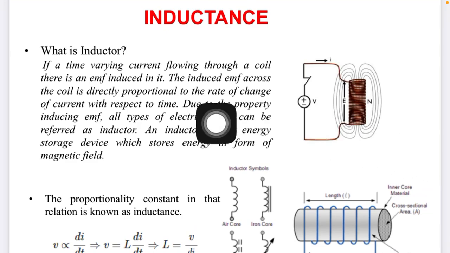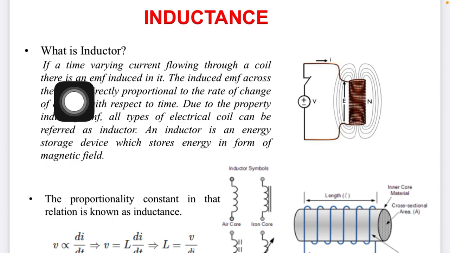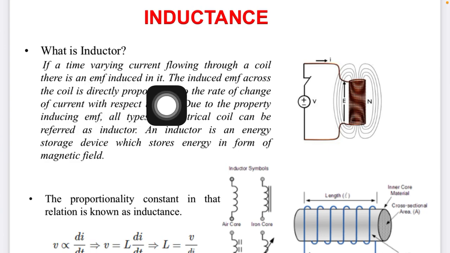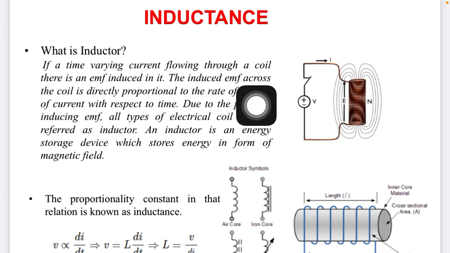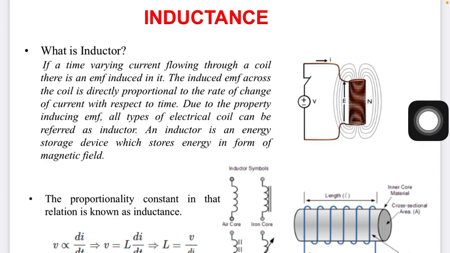So inductance means what? If a time-varying current is flowing through the coil, an EMF is induced in it. This induced EMF across each coil is directly proportional to di by dt, the rate of change of current with respect to time.